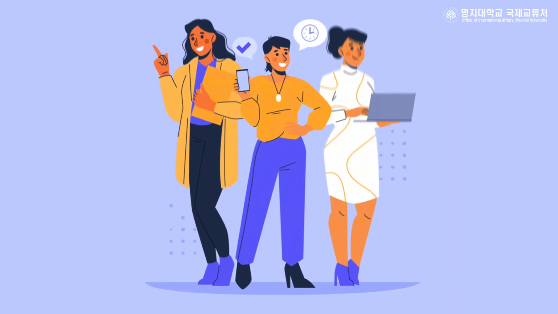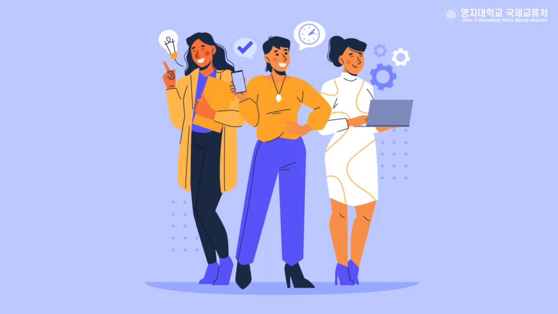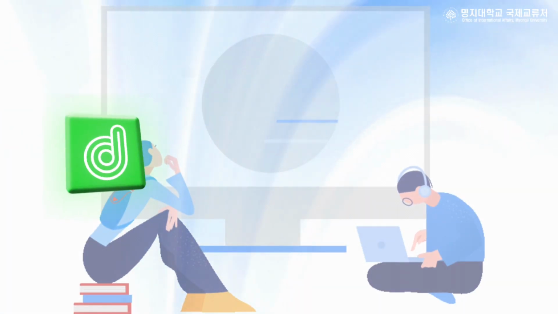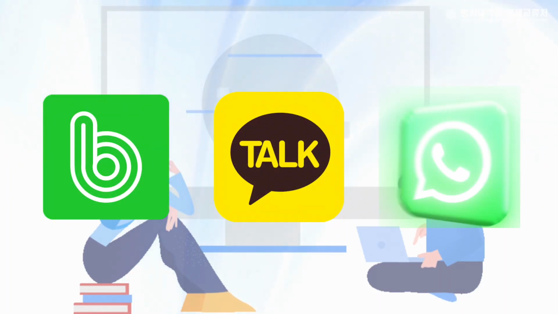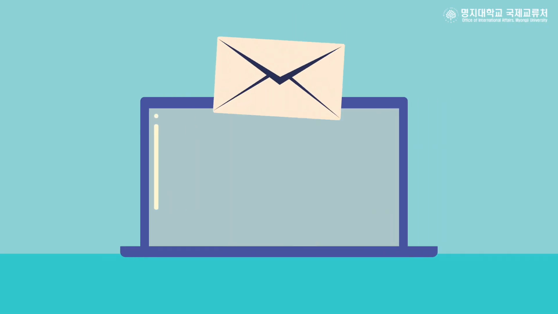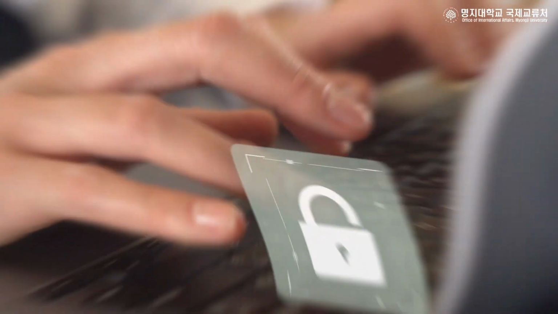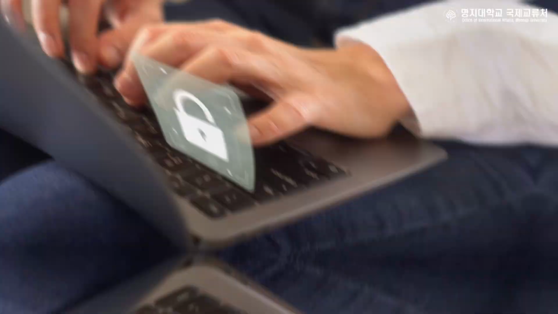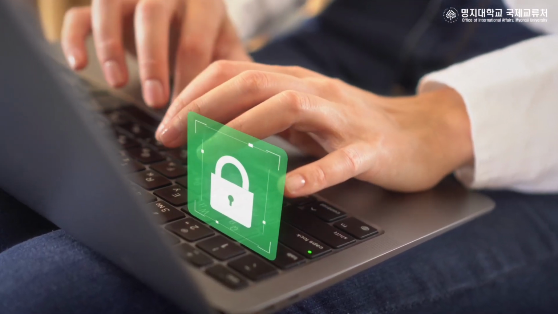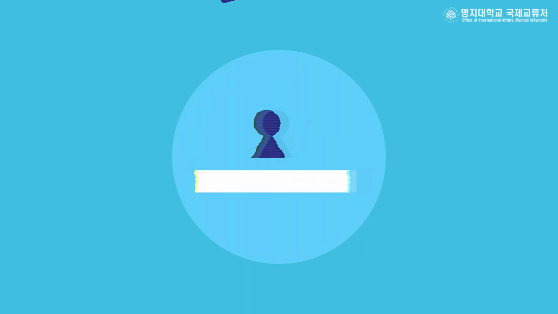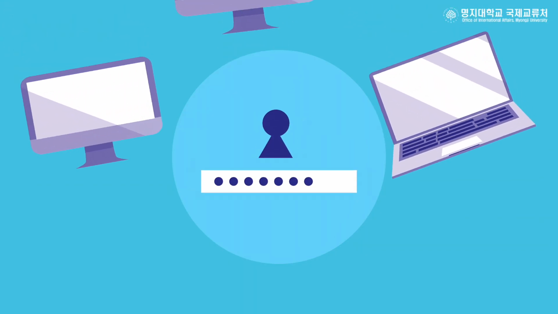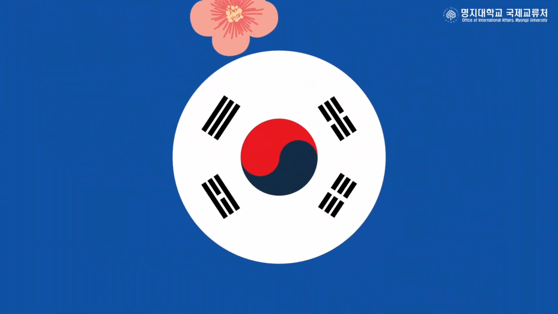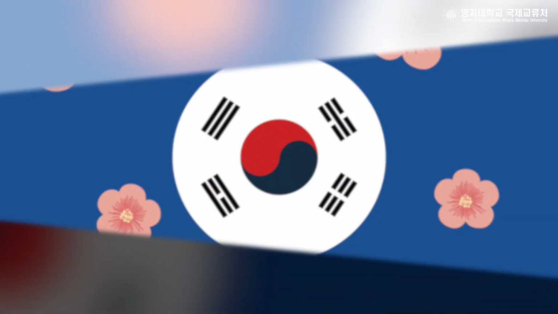You'll receive these details after joining the community group for exchange students, which might be on platforms like Naver Band, KakaoTalk, or WhatsApp. Check your email regularly to stay updated. Your student ID is super important during your time at MJU, so make sure you keep it safe. As for your password, it's your birth date in year, month, day format. Fun fact, that's the standard way to write dates in Korea.